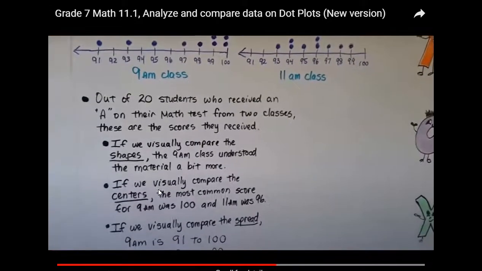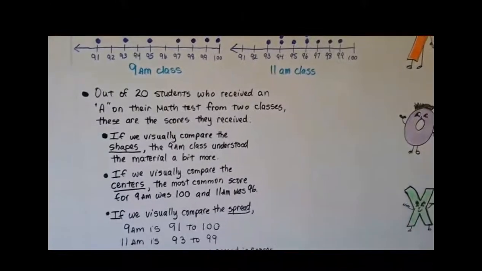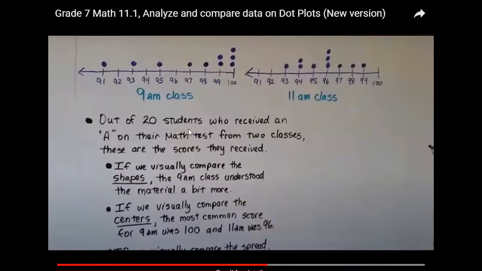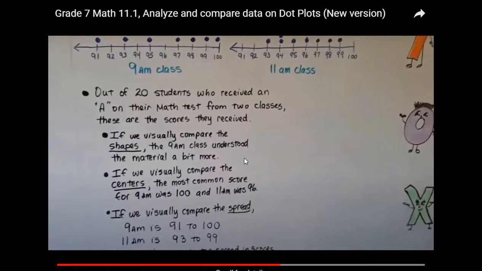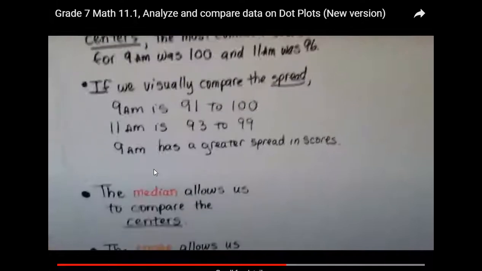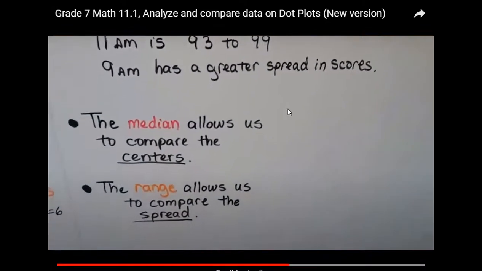If we visually compare the spread, which is the range, then we will note that the spread for 9 a.m., look at the data at the top, is between 100 and 91, so the spread is 100 minus 91. For 11 a.m. the greatest value is 99 and the least value is 93, which means visually the spread is 91 to 100 and 93 to 99. So 9 a.m. has a greater spread in scores.